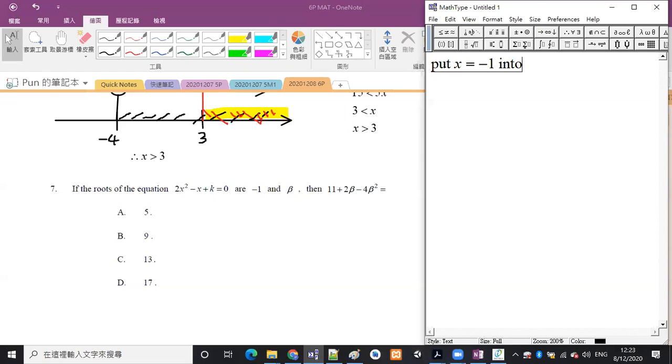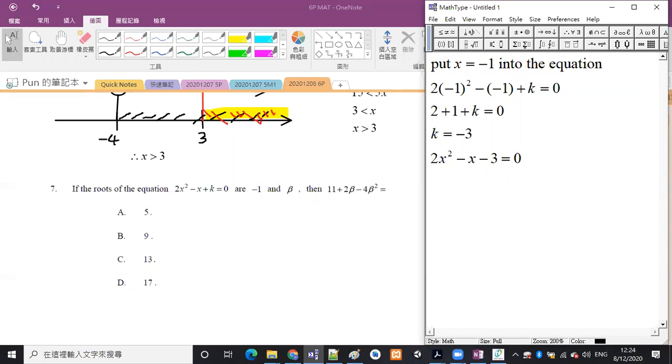-1 into the equation, okay? And then we will get 2 times -1 squared minus -1 plus k equals 0. And we will get 2 plus 1 plus k equals 0, and k is -3. So first, we can find that k is equal to -3, which means that there is no more unknown in the equation. And then we just write down the complete information of the equation first. 2x squared minus x, and then -3 is equal to 0.